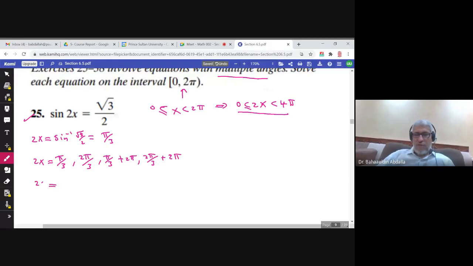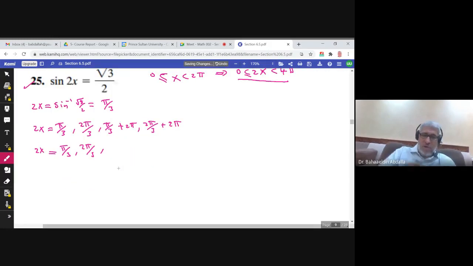Now, 2x would be pi over 3, 2 pi over 3, and add this by calculator, or 2 is 6 over 3. So you are adding 6 to 1, getting 7. So 7 pi over 3, and 6 plus 2, 8 pi over 3. So these are the 4 solutions of 2x, but I need x.